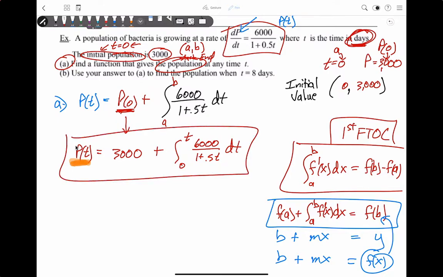Let's go to part B. It says use your answer for part A to find the population when t is 8. So we're just going to copy all of that, and let's move it down here.